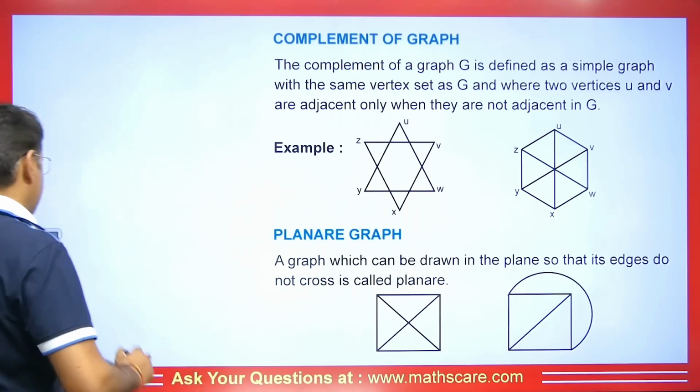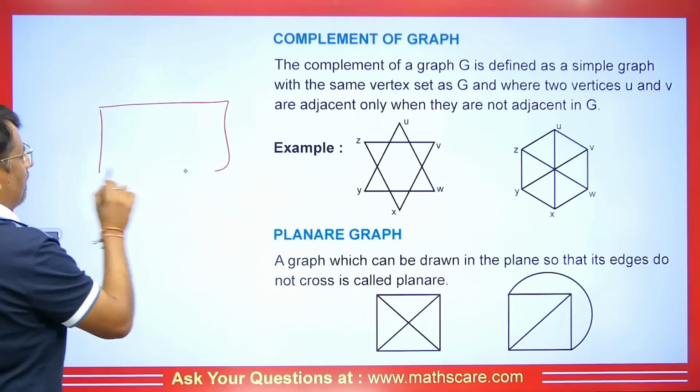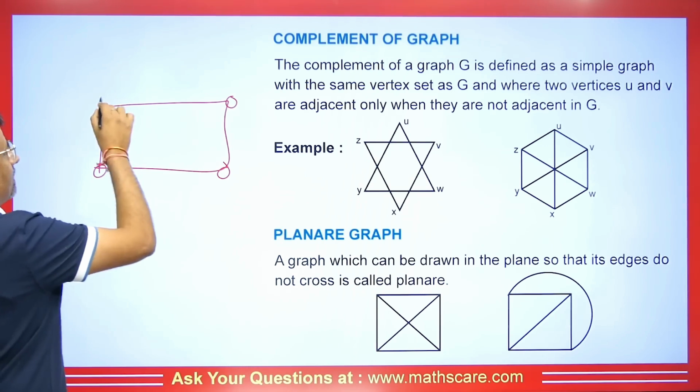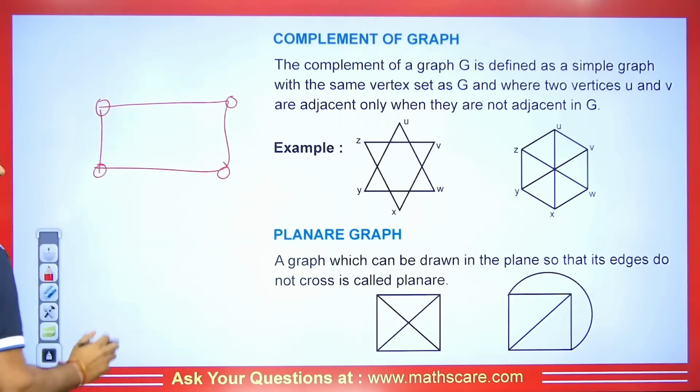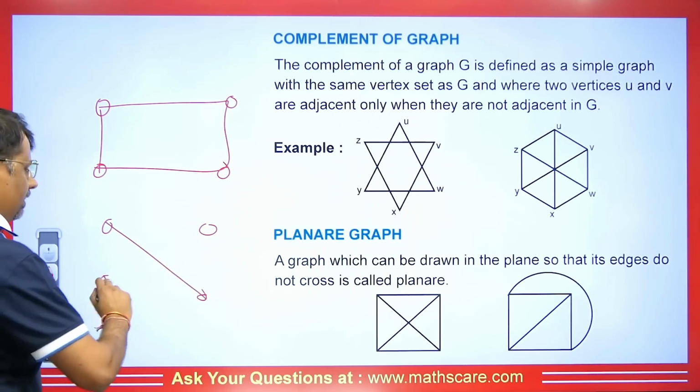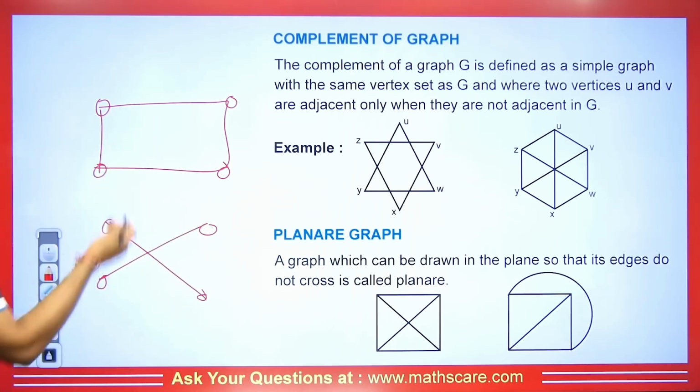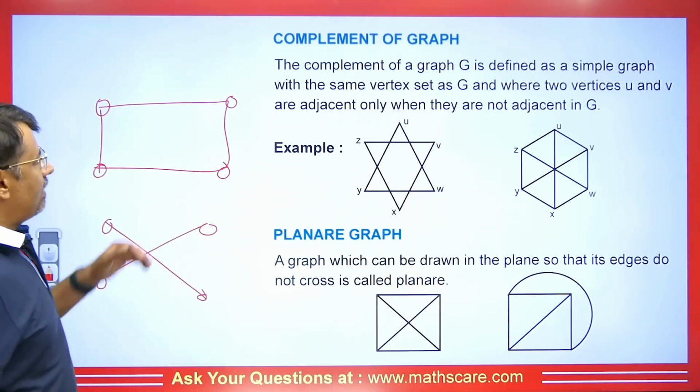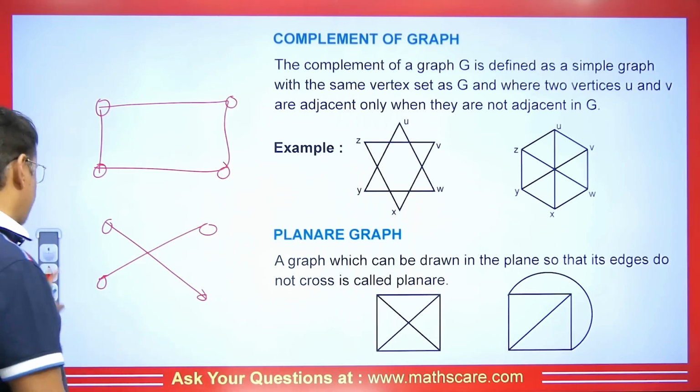Now let's see another example. Let's say we have this graph. We have 4 vertices here and its edges. If we want to find the complement of this graph, these are not connecting together. These are not connecting. What will come of this? There will be a complement, and you need to understand this moving forward.